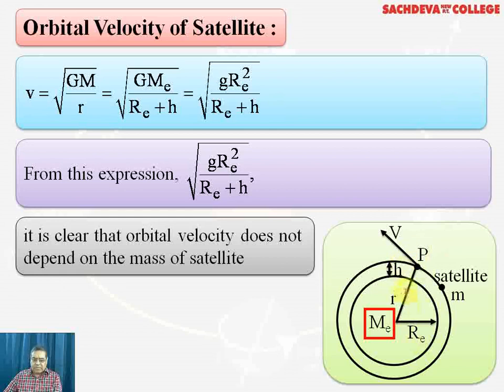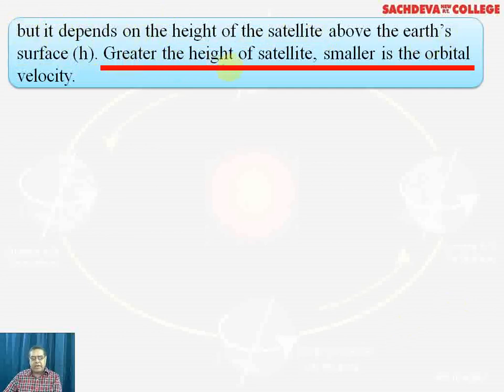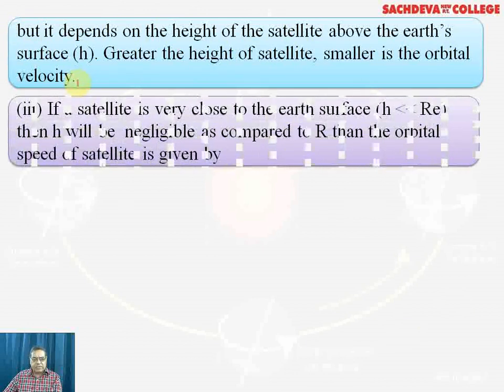Capital M is the mass of the Earth and it is concentrated at the center. Wherever small m is written, that is the mass of the satellite. Orbital velocity depends upon the height h of the satellite above the Earth's surface. The greater the height of the satellite, the smaller the orbital velocity, because it is an inverse relation.